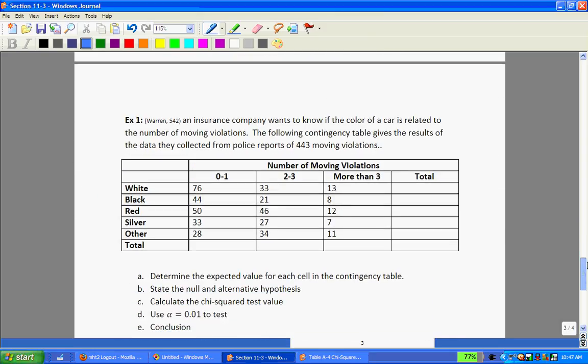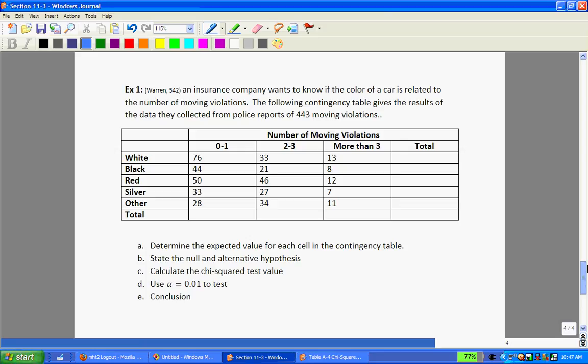Here is another example, example 1. An insurance company wants to know if the color of a car is related to the number of moving violations. So you hear sometimes that if you have a wrecked car, the cops tend to pull you over more often. So this insurance company is wanting to know if that's necessarily true. The following contingency table gives the results of the data they collected from police reports of 443 moving violations.